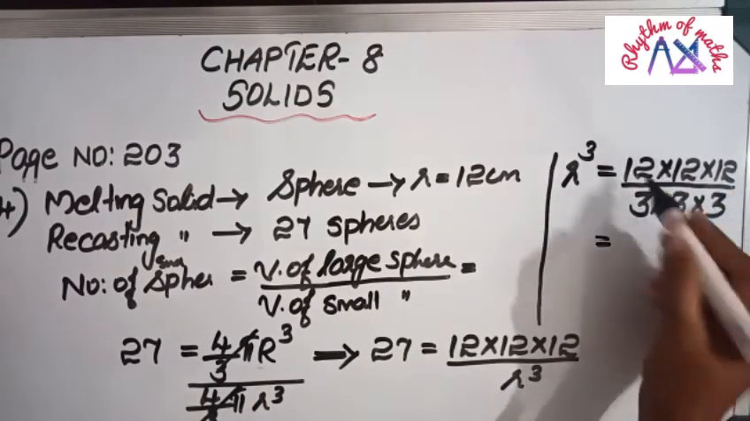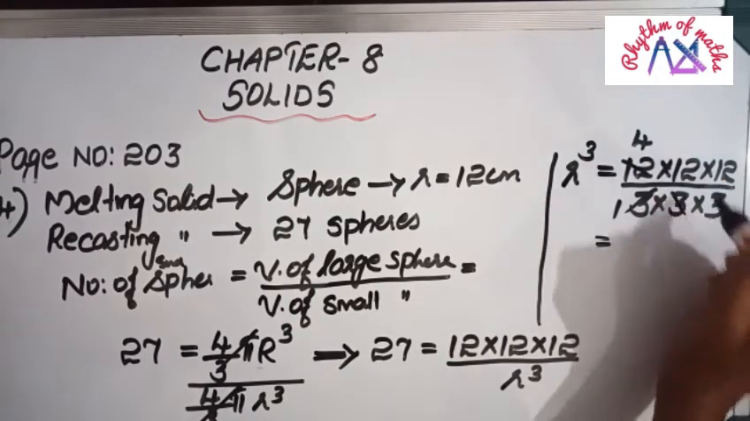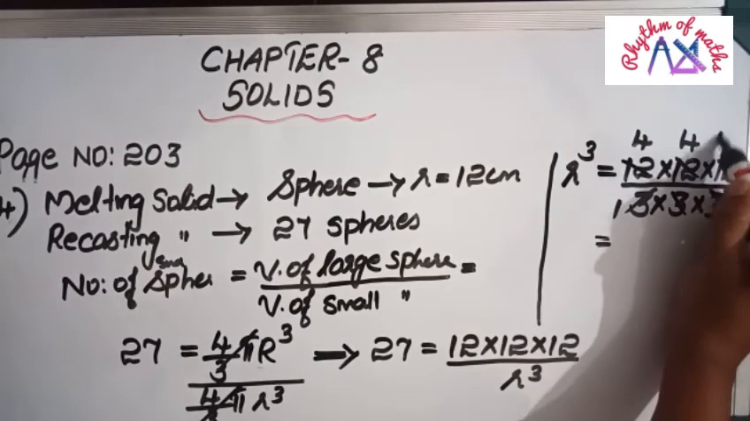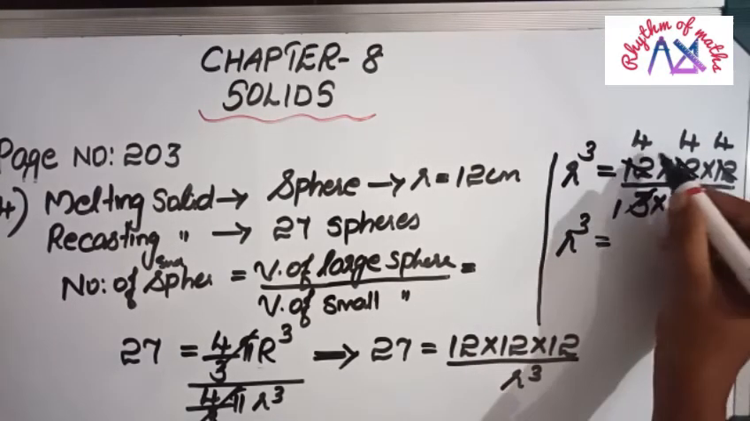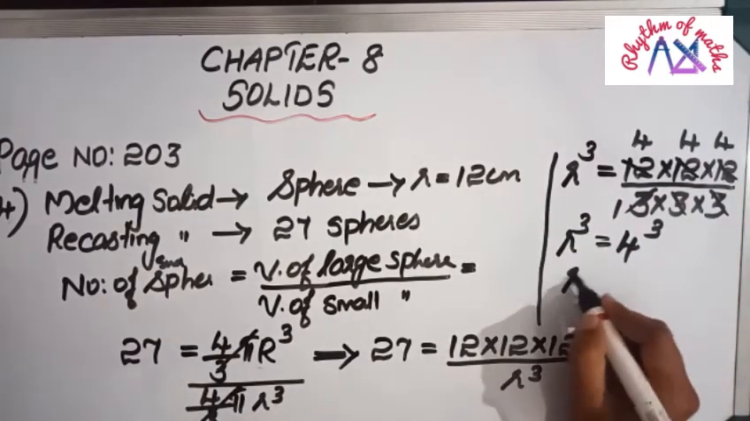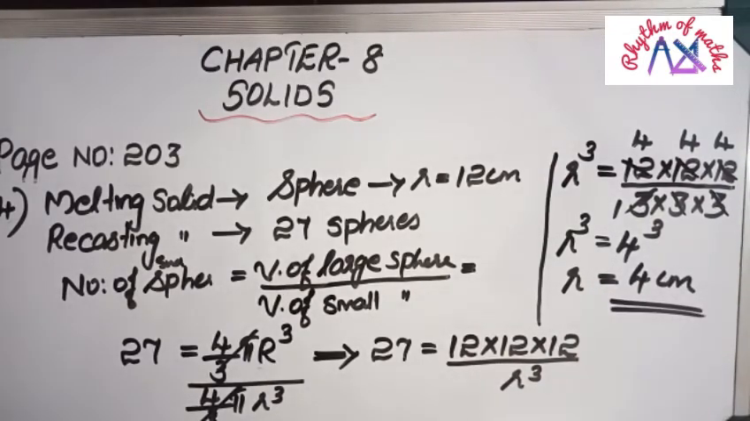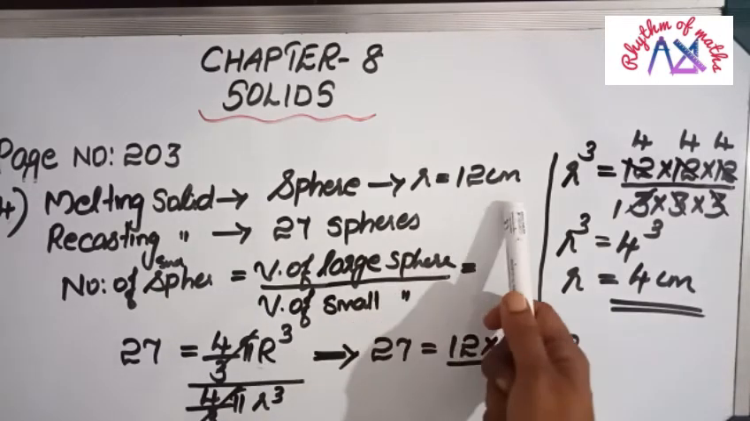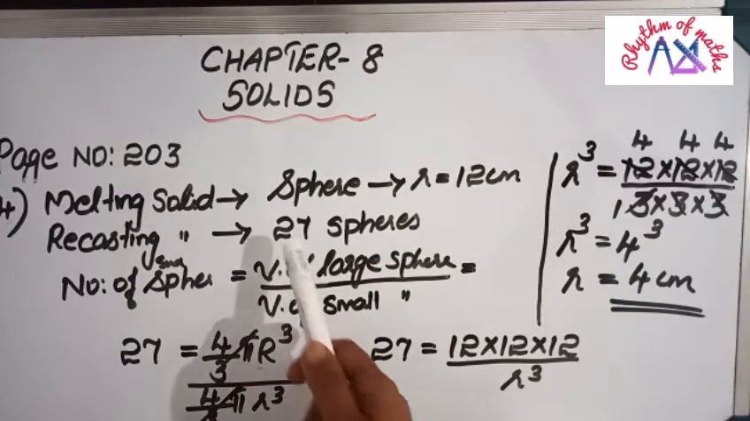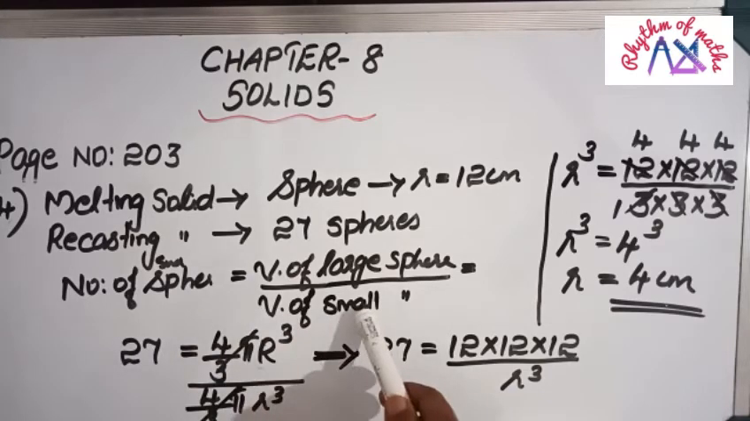Now we can cancel. In 12, there are 4 threes, same here, 4 and 4. So we got r cube as 4 into 4 into 4, that is 4 cube. Then the radius of the small sphere is 4 centimeter. That means by melting a large sphere with radius 12 centimeter, we can create 27 small spheres with radius 4 centimeter. So this is the fourth one's answer, just the reverse of the third one. The answer was already given, we had to find the radius.